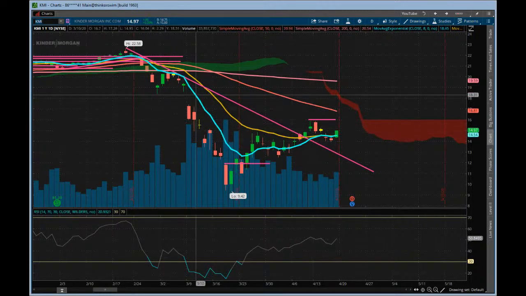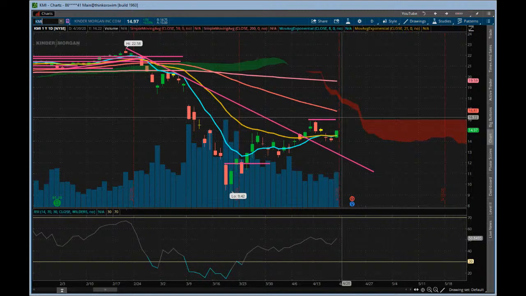Anyway, good candle here on KMI. It's got some work to do, right? So we're above this trend line right here. You got your pivot level right here, right at about 16, and then earnings coming up pretty soon. So good stuff.